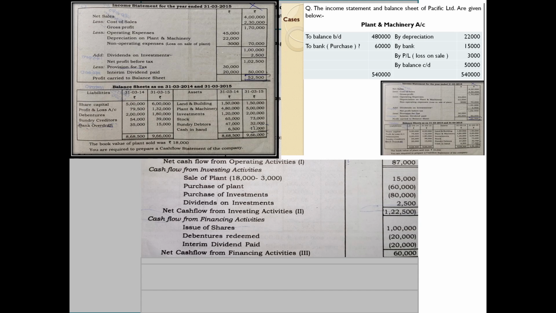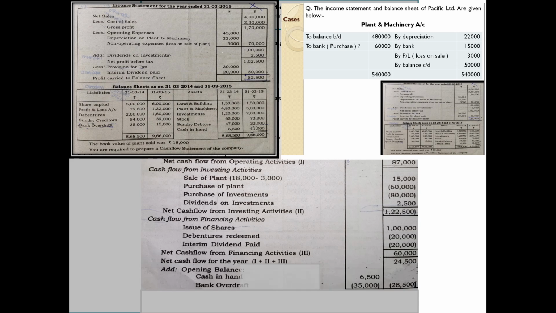After that, you need to add together all the three heads: operating, investing and financing, and adding together all these three amounts, you will get 24,500. Adding three amounts means negative amounts have to be considered accordingly. To 24,500 you need to add back cash in hand.